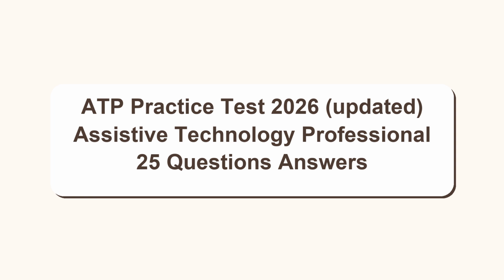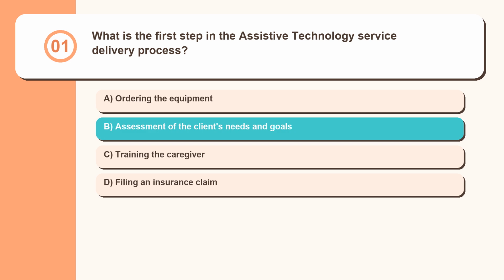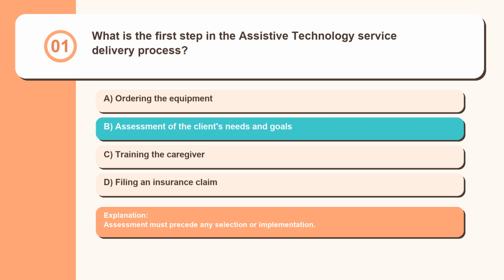ATP Practice Test 2026, updated, Assistive Technology Professional, 25 questions and answers. Question 1. What is the first step in the assistive technology service delivery process? Ordering the equipment, assessment of the client's needs and goals, training the caregiver, filing an insurance claim. Assessment must precede any selection or implementation.